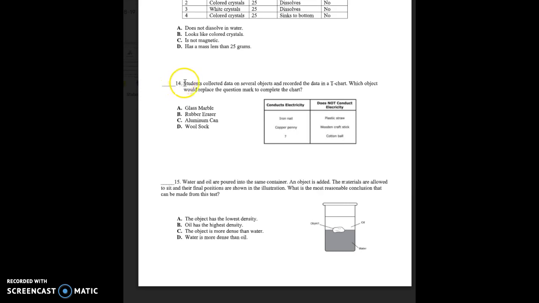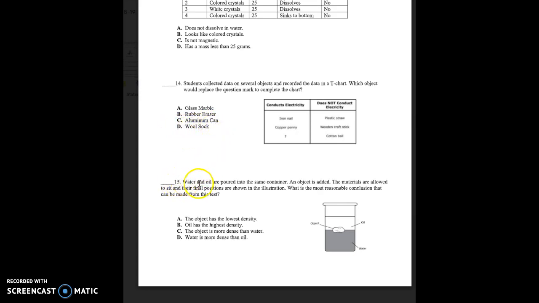Number 14. Students collected data on several objects and recorded the data in the T-chart. Which object could replace the question mark to complete the chart? Conducts electricity: iron nail, copper penny. Does not conduct electricity: plastic straw, wooden craft stick, cotton ball. A. Glass marble. B. Rubber eraser. C. Aluminum can. D. Wool sock.